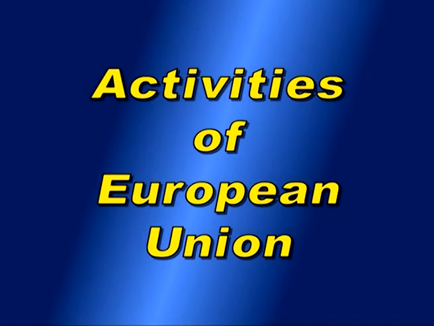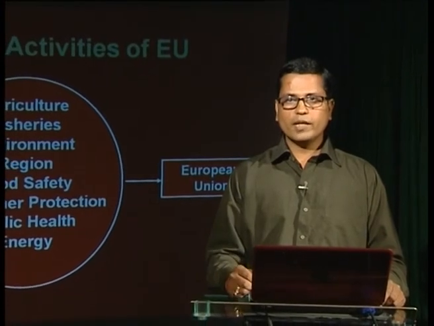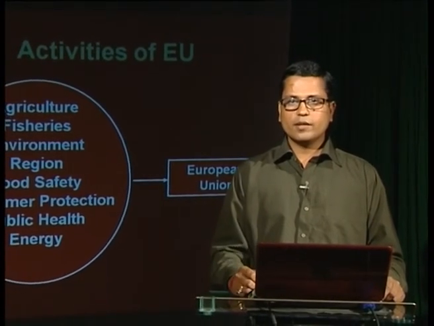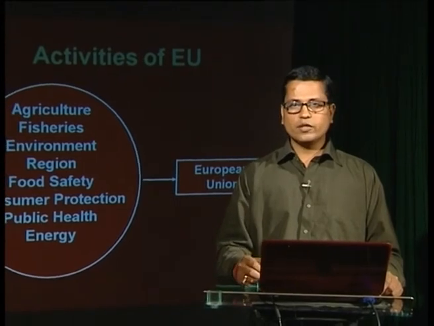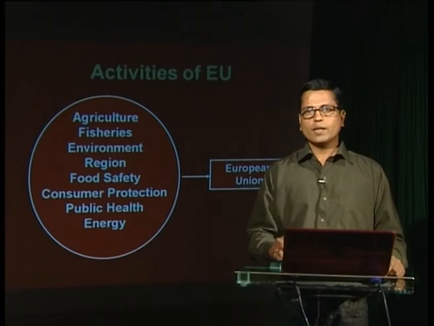The European Union is involved in many activities. As I told you in the beginning, apart from economic activities, there are several other activities related to peace and prosperity. Some of the activities are agriculture, fisheries, environment, region, food safety, consumer protection, public health and energy. These are the areas where the European Union makes a common policy for the member countries and implements and executes them. Thus, the European Union becomes the most successful model of a regional economic group.